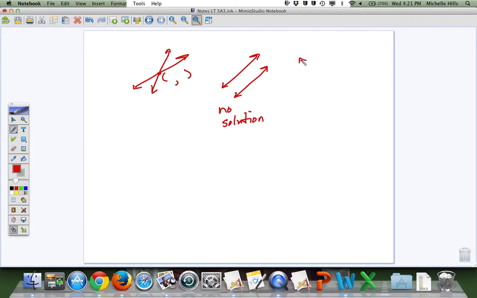And there were a few graphs that when you graphed your two lines, what you ended up finding was that they were actually the same line. And so they shared an infinite number of points of intersection, so this was infinitely many solutions.